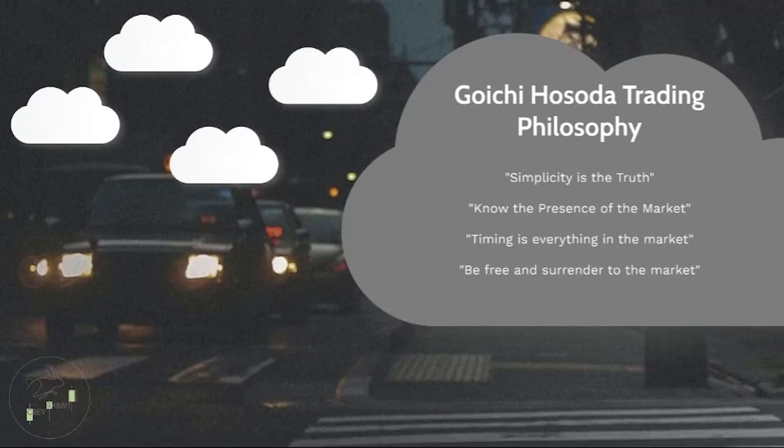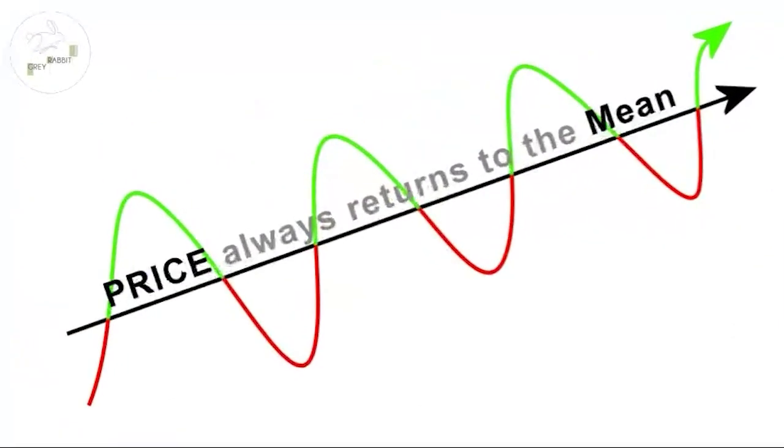Let's move into Goichi Hosoda's trading philosophies. Simplicity is the truth. Goichi understood that all markets go through cycles, and that eventually the market will always return to a mean or equilibrium state.